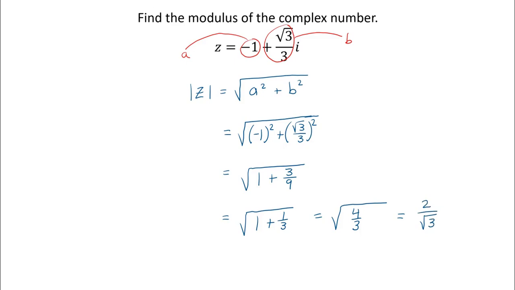Now, if you choose to rationalize this, we could rationalize this fraction by multiplying the numerator and denominator by the square root of 3, and that would give us, in rationalized form, 2 times the square root of 3 over 3. So this point in the complex plane would have a distance of 2 square root of 3 divided by 3 units from the origin.